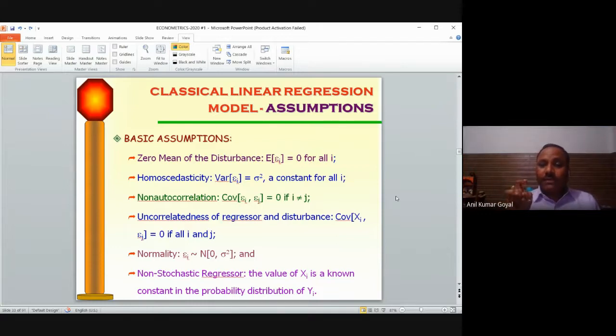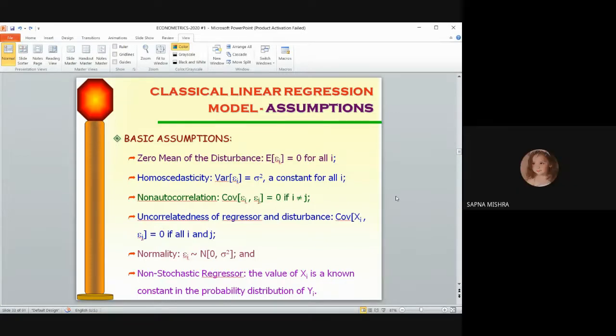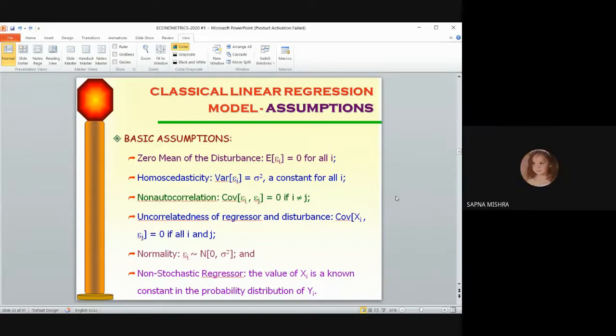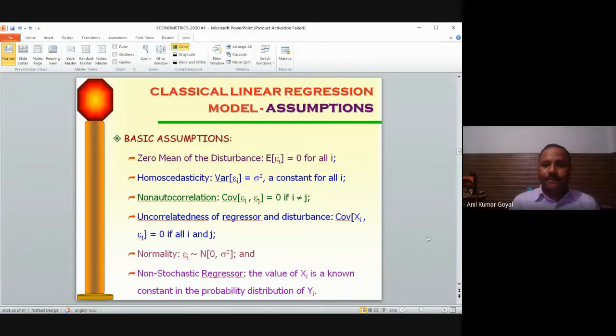When we talk about uncorrelatedness of regressor and disturbances, here we are talking about the correlation between the independent variable and the error term. But autocorrelation means the correlation within the series, within the variable, not between variables. Okay. Any other question?